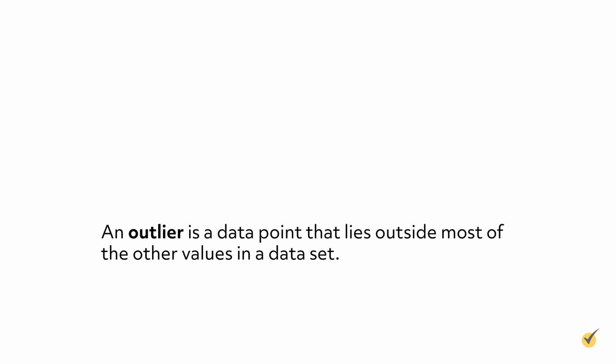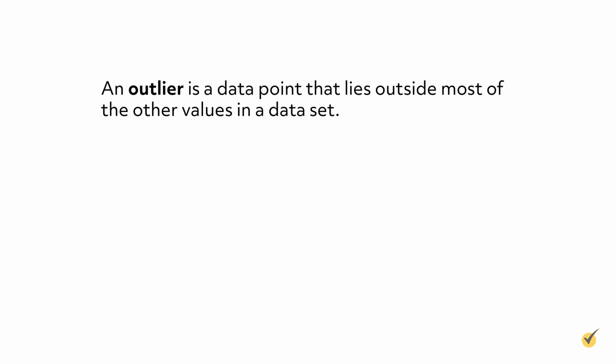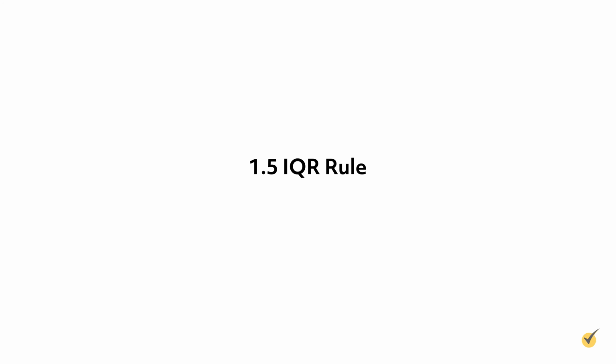Sometimes data sets include outliers. An outlier is a data point that lies outside most of the other values in a dataset. If a number is significantly greater than or less than the rest of the numbers in the dataset, it's probably an outlier. The 1.5 IQR rule determines whether a number is an outlier.